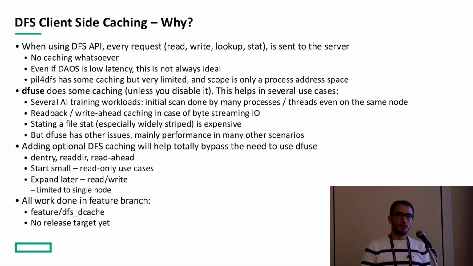If you do I/O, it's better to go through the interception library. So we want something to get the best of all worlds. If we add DFS caching, similar to what dfuse does, and allow turning it on or off, that could get us the best of both worlds and bypass dfuse entirely for all use cases.